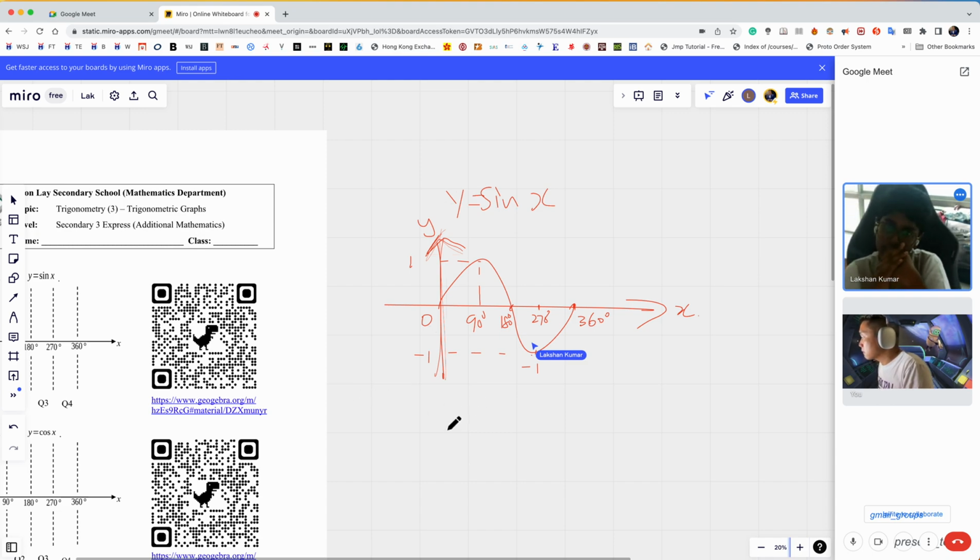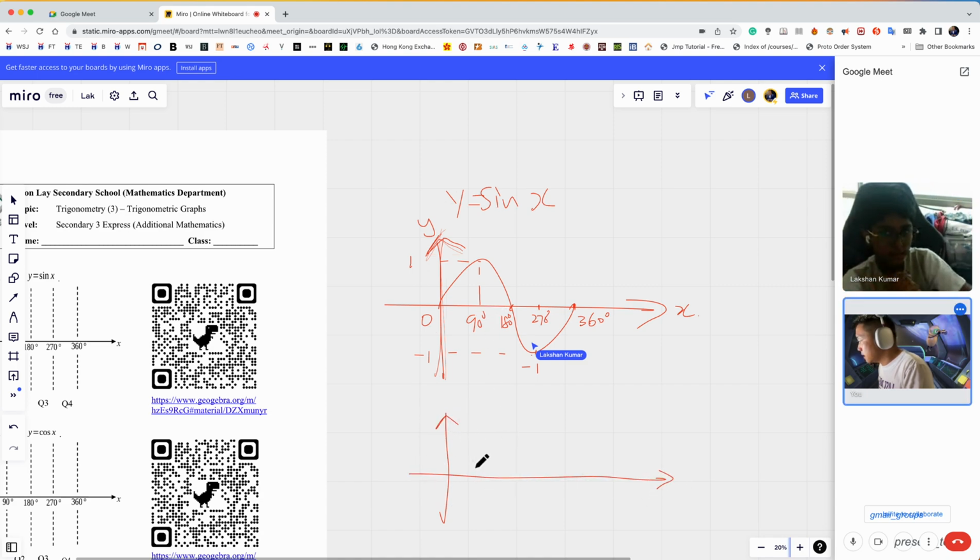Next, the cosine curve. Same thing: 90, 180, 270, 360. Maximum 1, minimum -1. So this looks like this.